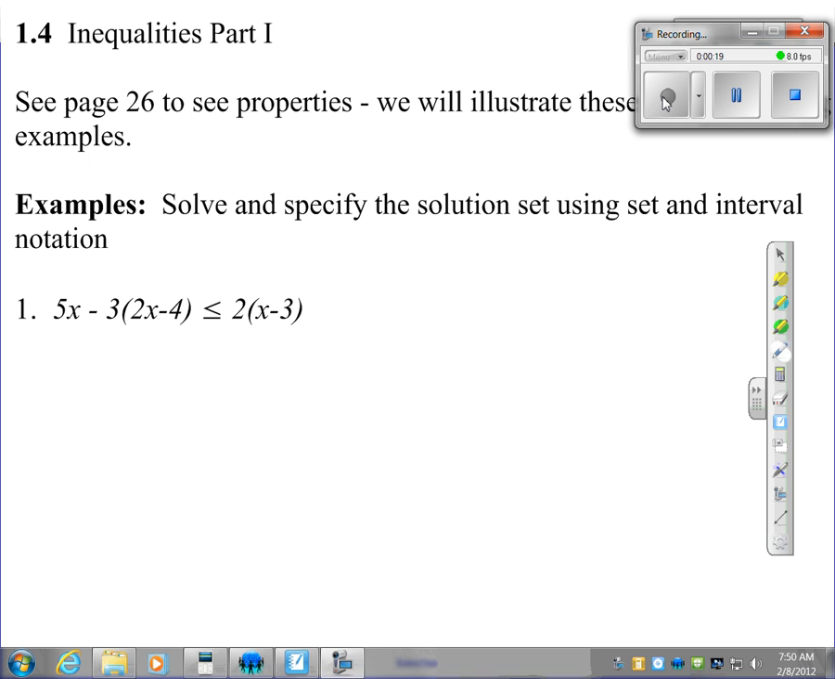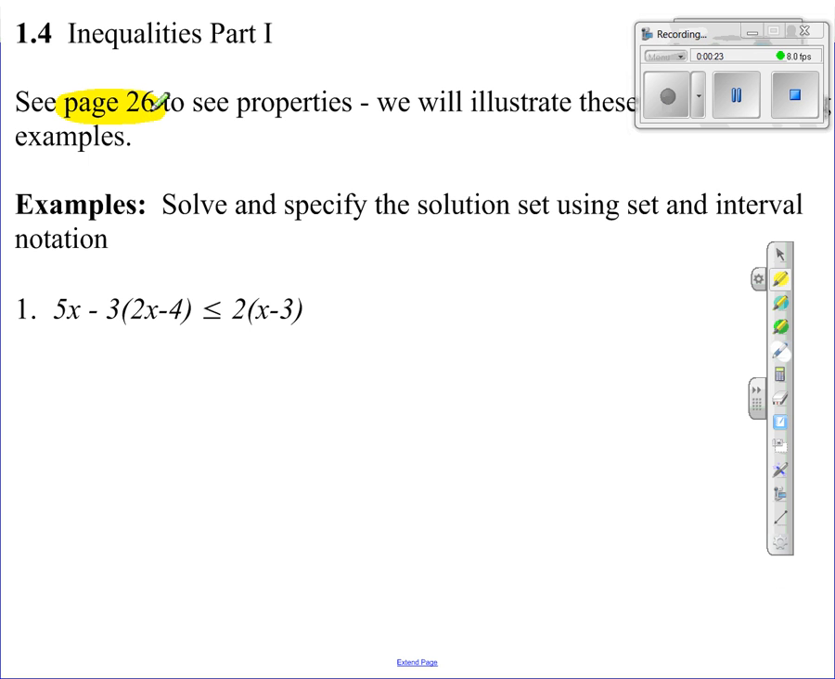And instead of going through the general properties, which you can easily find in your textbook on page 26, which talks about, if A is less than B, etc., we're going to use some specific examples to illustrate it. So let's take a look at example 1. We're supposed to solve this. So we're going to solve for x.